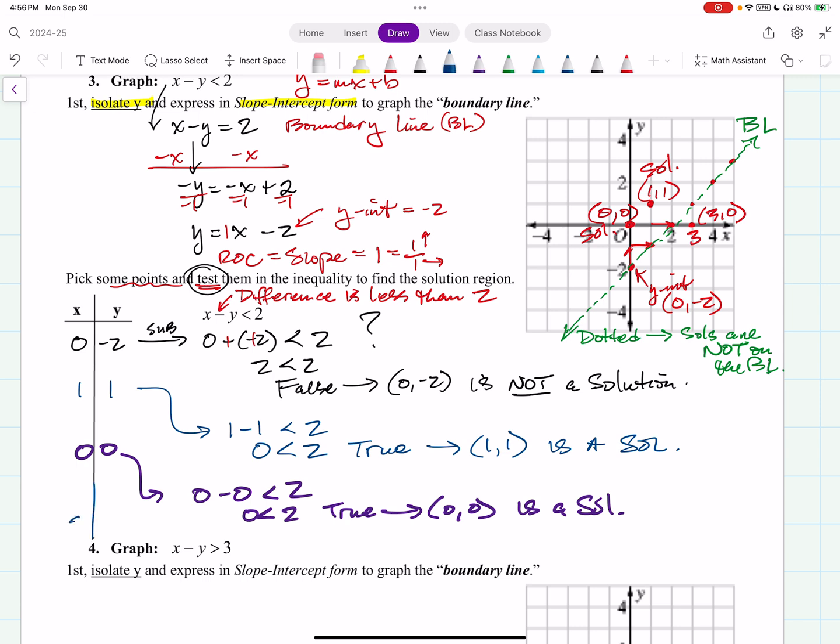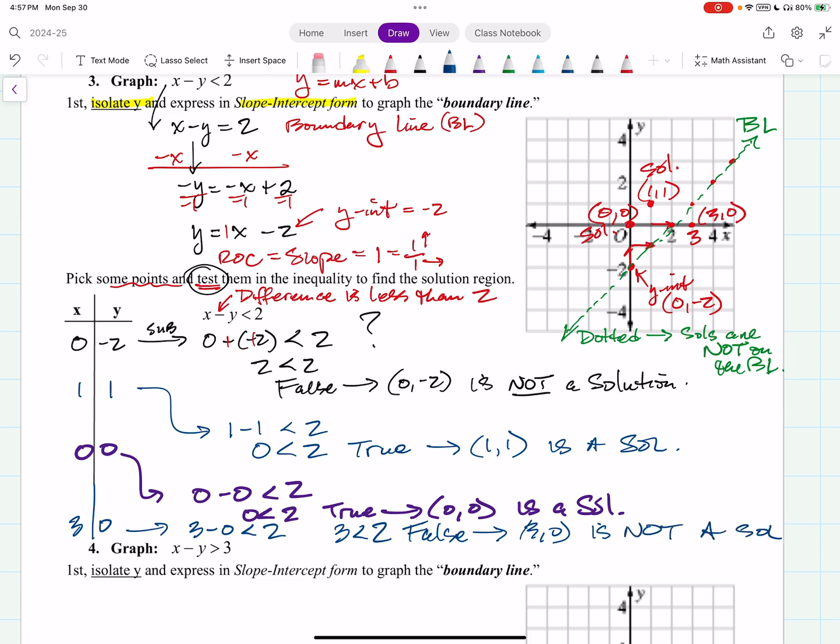So (3, 0), let's substitute that in and check. Starting with 3 here, is 3 minus 0 less than 2? Well, 3 minus 0 is 3. And so is 3 less than 2? I don't know about you guys, but 3 doesn't look like it's less than 2. This is false. And what that means is that (3, 0) is not a solution.